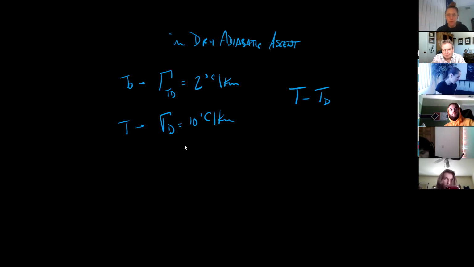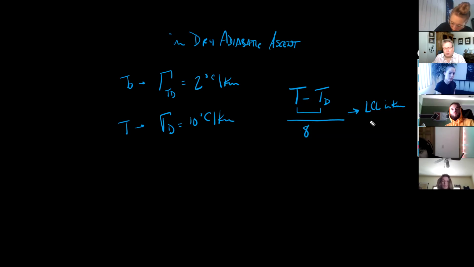Did you want us to figure out T minus TD? This is the dew point depression. It's the difference between the temperature and the dew point. And we know that the temperature gets colder by 10, and the dew point gets colder by 2 degrees Celsius per kilometer, which means that these two numbers are getting closer together by 8. So if I divide by this, I get the LCL height in kilometers. So if I know the temperature and the dew point, and I take the difference, divide by 8, I know how high the base of the clouds would be. So that's how that works.